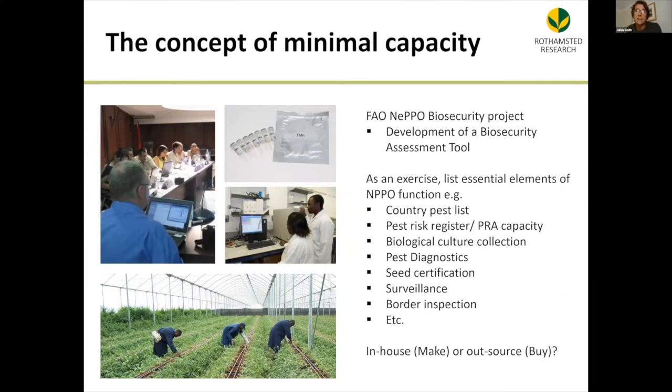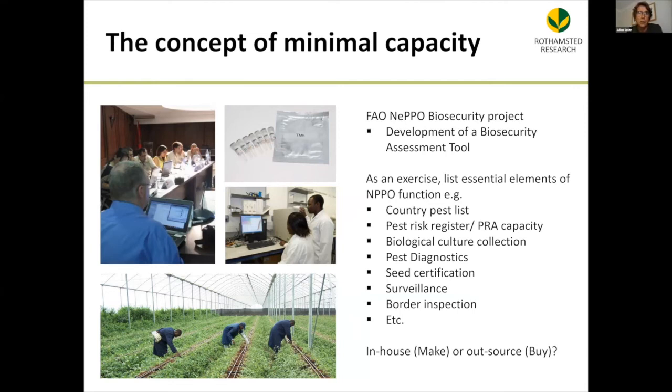The other side of this is that we don't all need to be leading centers for plant health capability. What we need to have is a minimum capability that serves the needs in front of us. And under another FAO project, we worked with NEPO, which was looking at biosecurity in the northern countries of Africa. We started to think about what would be a minimal capacity for a country, an NPPO, to have that enabled it to deliver most of its services.